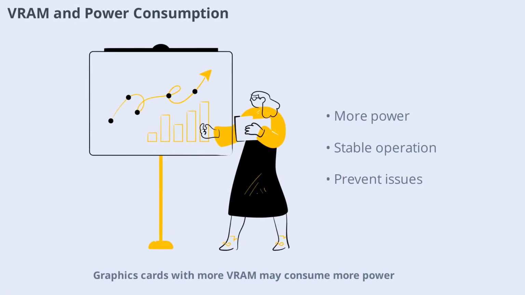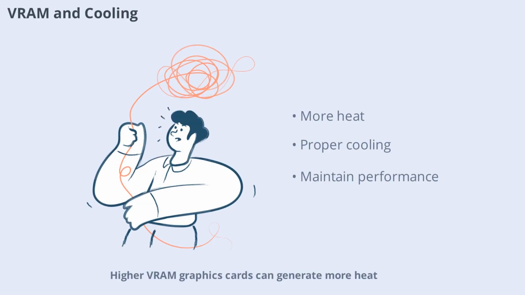Graphics cards with more VRAM may consume more power. Make sure your system's power supply can handle the upgrade. This ensures stable operation and prevents issues during heavy use. Higher VRAM graphics cards can generate more heat. Proper cooling is essential to maintain performance and prevent overheating. Consider upgrading your cooling system if you're adding a powerful GPU.